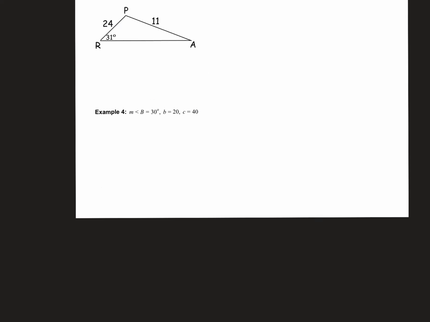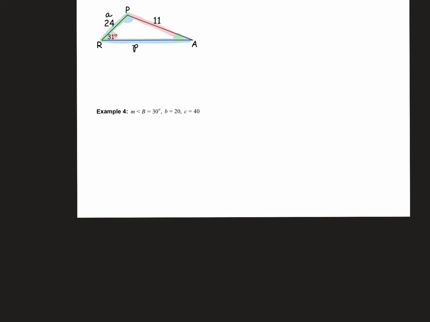All right, example 2. This time I'm going to highlight the things that correspond to each other. This angle will correspond to this side, and then we'll do green. I did that backwards. This angle on this side. Now I would also label them. So we have little p here, little a here, and little r. Okay, now I've got my first triangle.